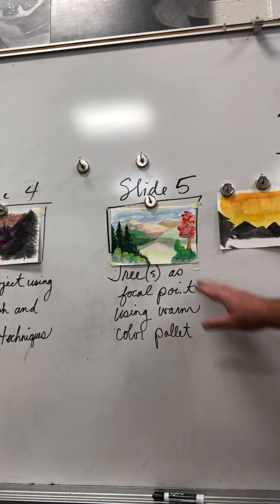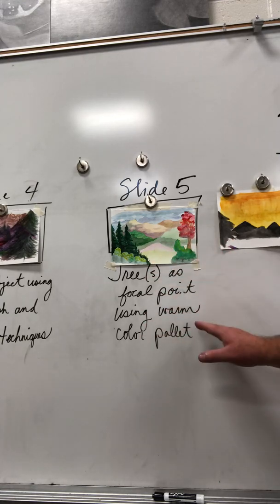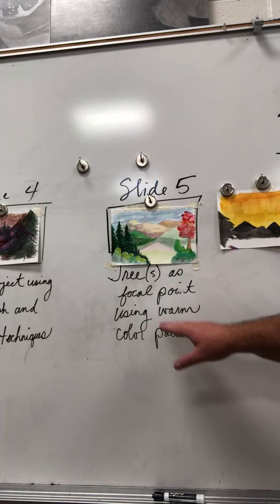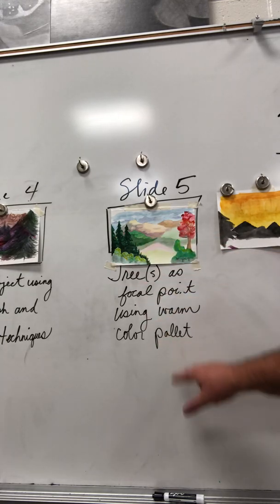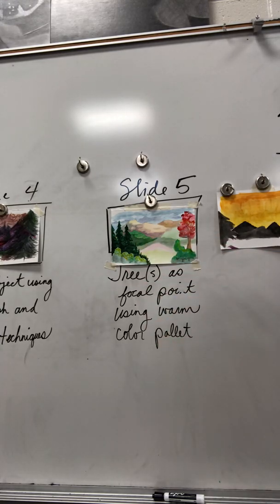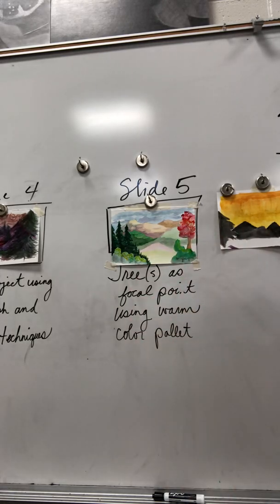And the last slide is trees. All right, so that's trees with leaves, and it's also trees like pine trees with needles. Focal point, they should be what you're looking at. And you need to use a warm color palette. It's the fall of the year, so think fall colors, and you'll be great with that.